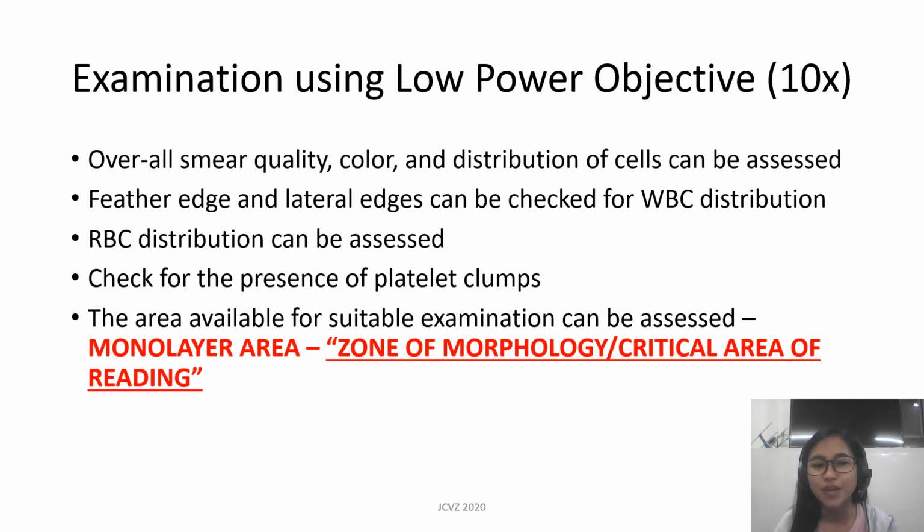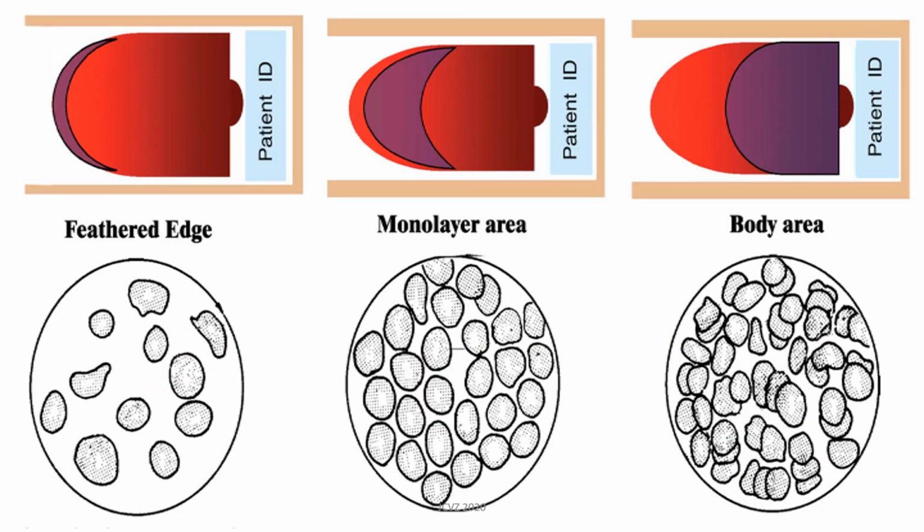Okay? And then we have our monolayer area, that is the area available for suitable examination of our cells. Our monolayer area is also our zone of morphology or the critical area of reading or assessment. Again, that is the area where cells are not too far from each other or too close to each other. There is enough distance for you to distinguish one cell from the other. So these are the different parts of our well-prepared blood smear and how they would look under the microscope.